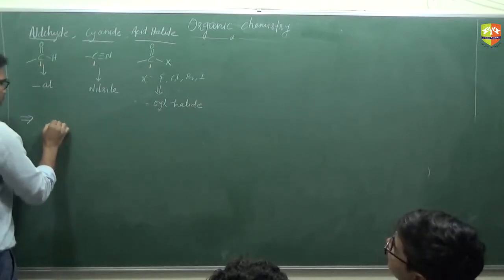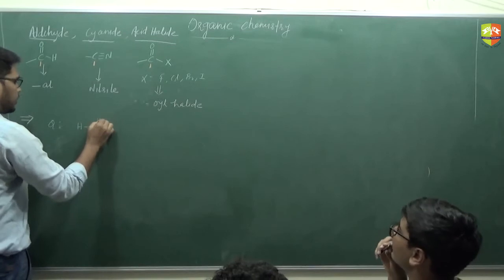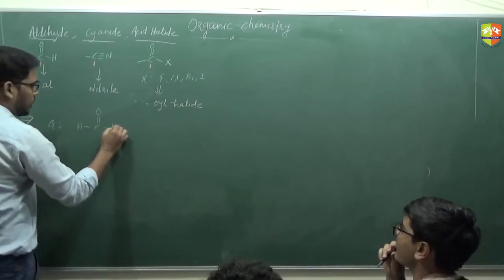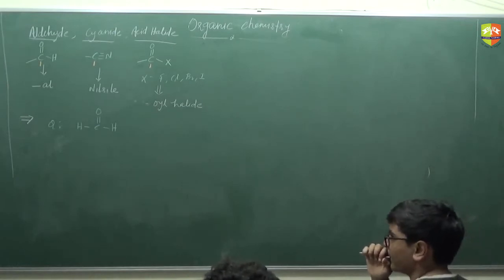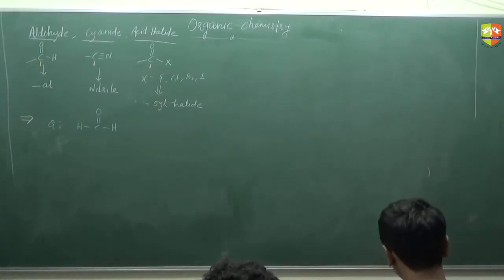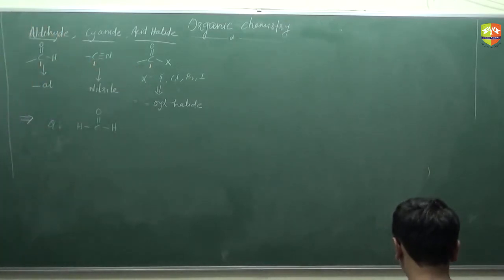That is why these functional groups never show positional isomers. Positional isomers we'll discuss later. Since the position of these functional groups is always one, they do not show positional isomers.